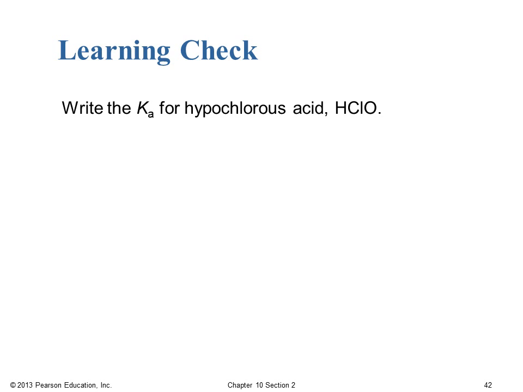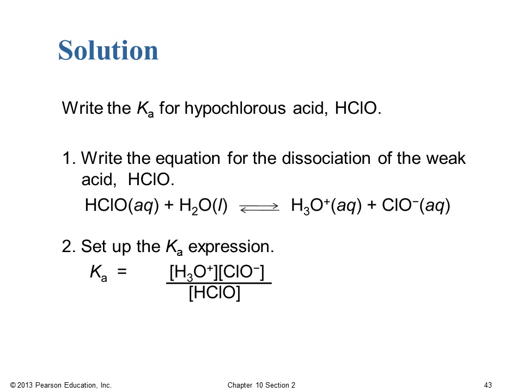If we were to do the same thing for hypochlorous acid, first we want to write out the balanced reaction with water. That's what we see in this first step: HClO plus water in equilibrium, making H3O plus, and what is left is the ClO minus ion. Then it's products over reactants, so H3O plus times ClO minus divided by HClO.